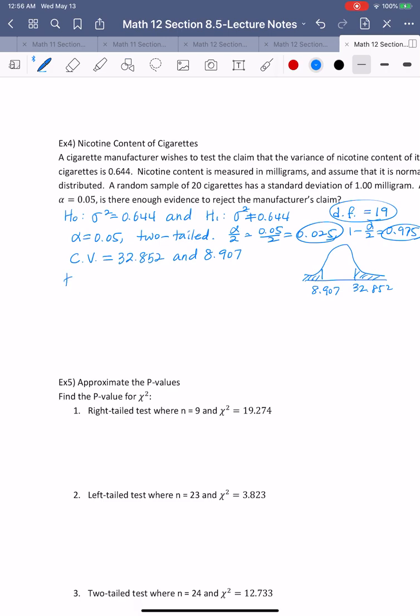So now the test statistic, which is chi-square equal to n minus 1, which is 20 minus 1, times s square, which is 1 squared, over sigma square, which is 0.644. It comes out to 29.5. So 29.5, does it fall in the critical region, isn't it?